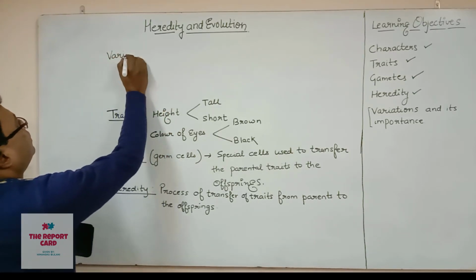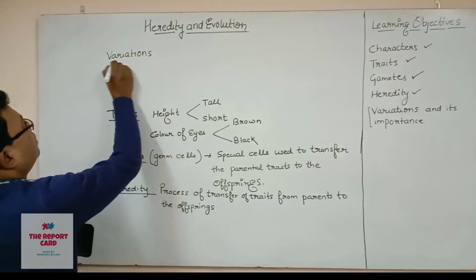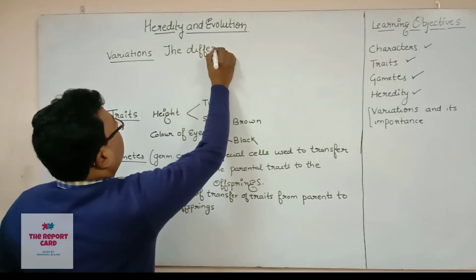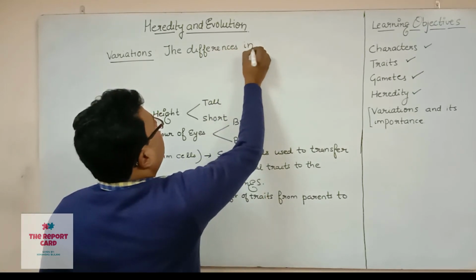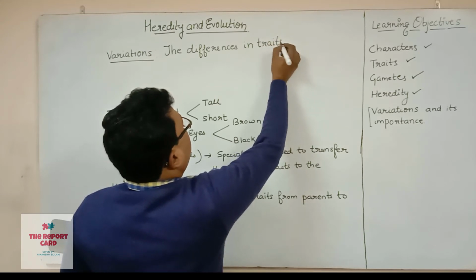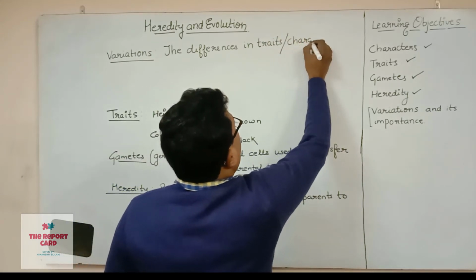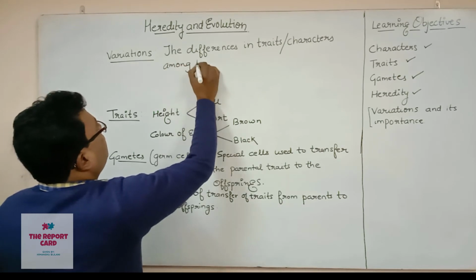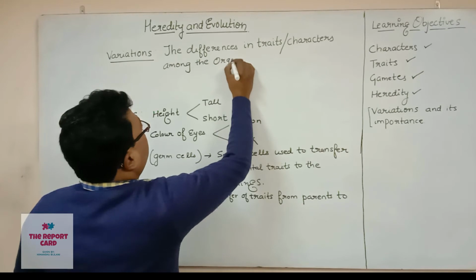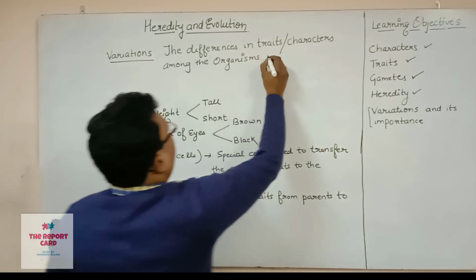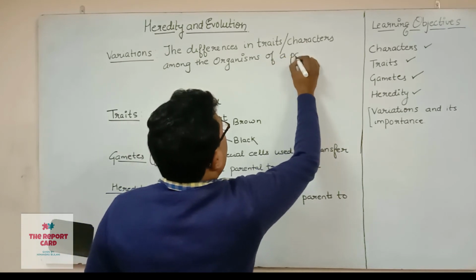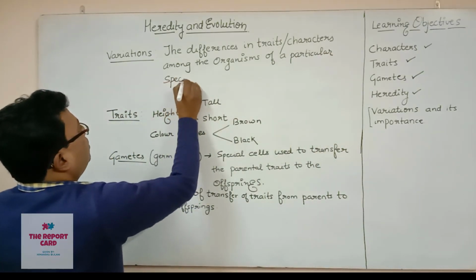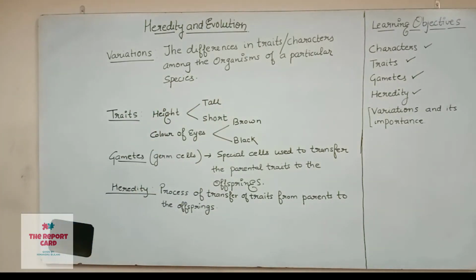Variations: the differences in traits, or you can even write characters, amongst the organisms of a particular species. This is what we call variations.